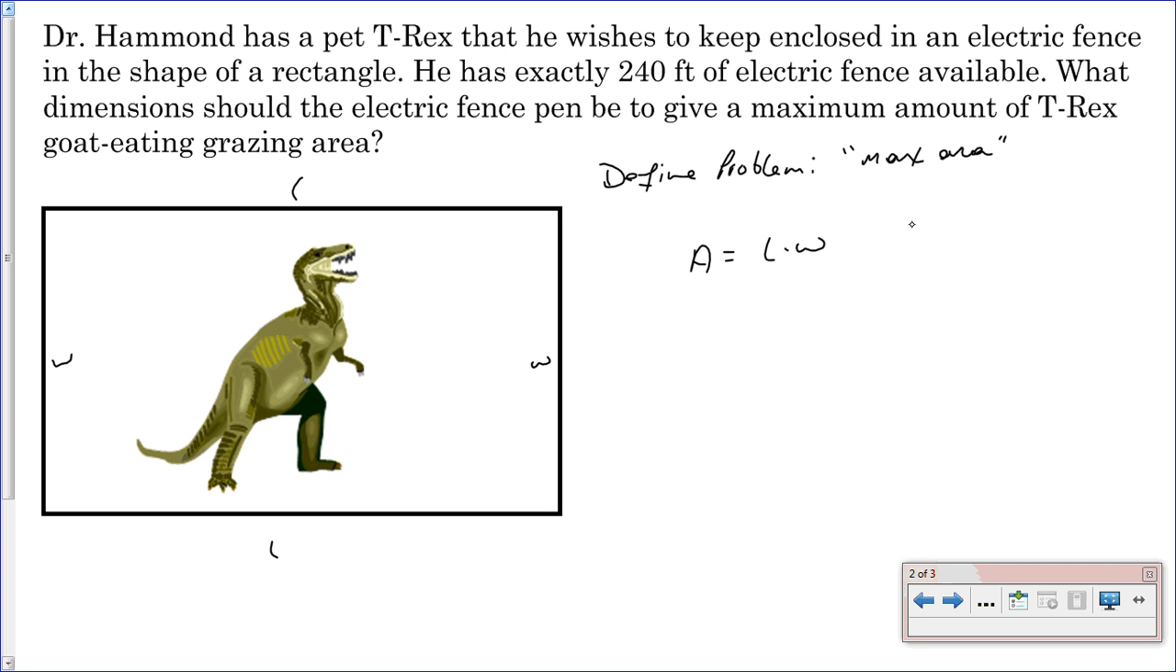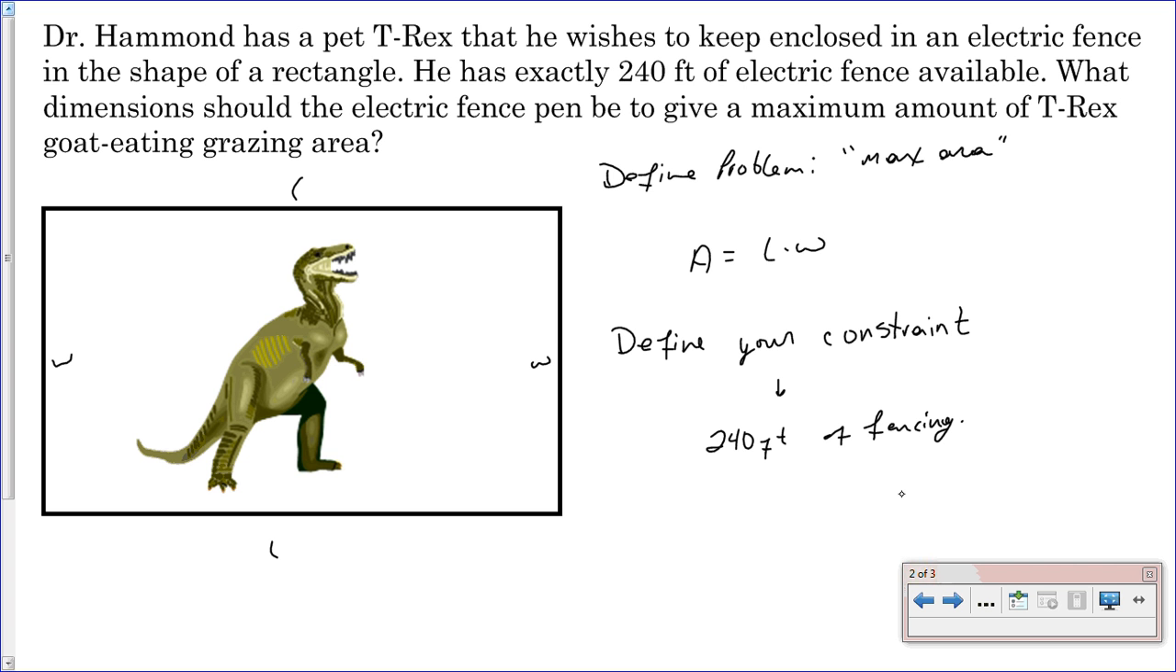Now what we need to do is define your constraint. What's our constraint in this problem? Well, we only have 240 feet of fencing. All right, so that is our constraint. We only have 240 feet of fencing.